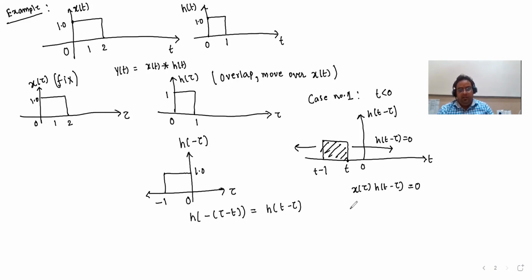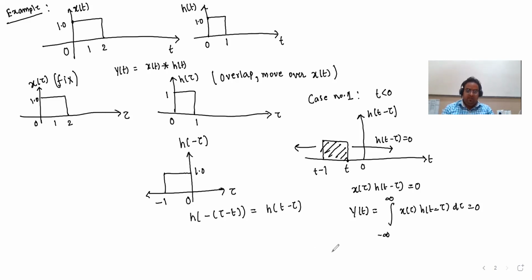And for that case, I write here y of t, that is essentially the integral from minus infinity to infinity of x of tau h of t minus tau d tau, that becomes equal to 0. Okay, so that was the first case. Okay, I take the second case now.